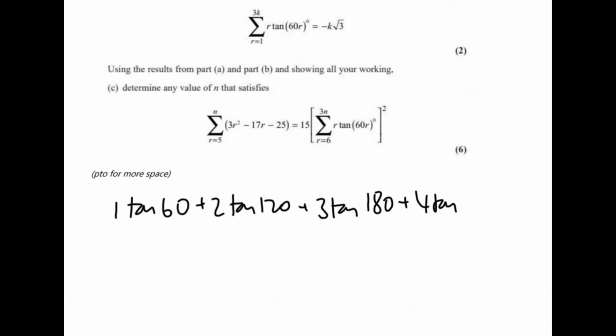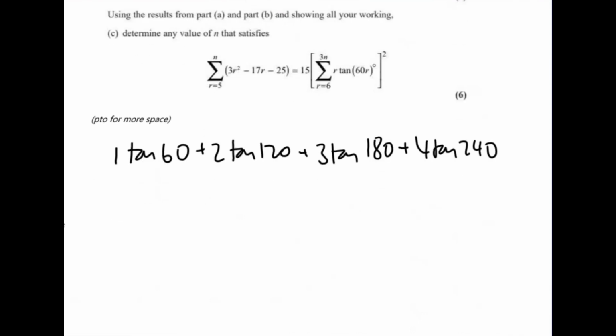Let's do a few more. 4 times tan 240. 5 times tan 300. I might as well go to 6, so 6 times tan 360.